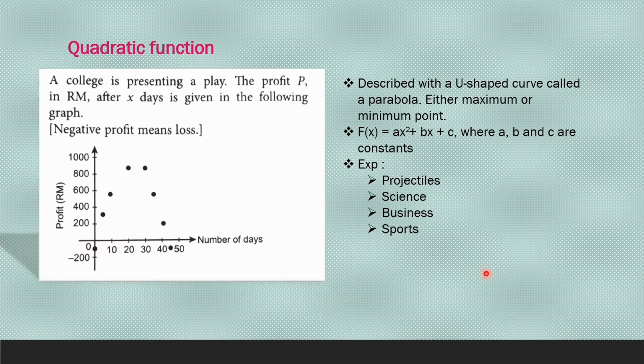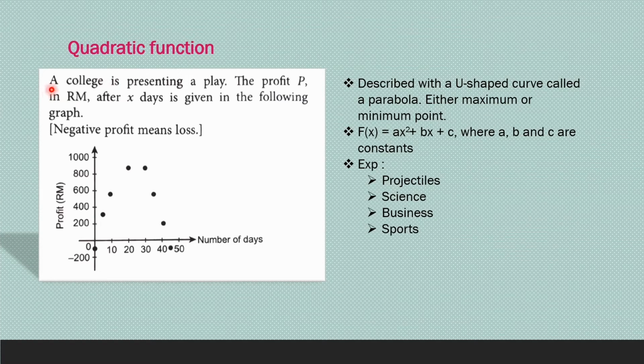Second is mathematical modeling with quadratic function. A quadratic function can be described with a U-shaped curve called a parabola. The curve has either a maximum or minimum point. The general form of a quadratic function is f(x) = ax² + bx + c, where a, b, and c are constants. Quadratic functions can be used to model motion in moving projectile lines and are widely used in science, business, sport, and others.